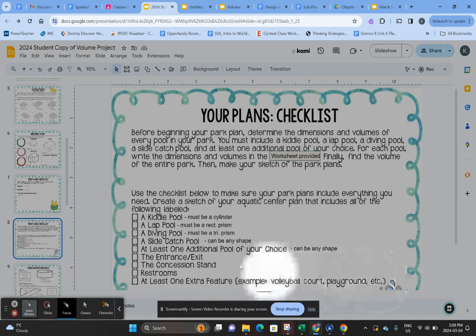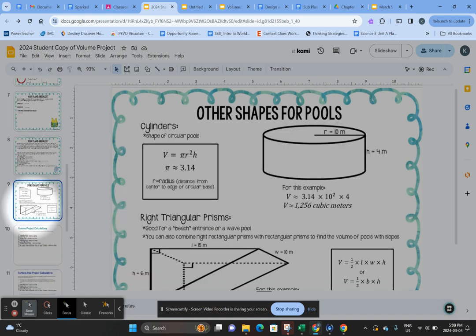So essentially, you need to create 1, 2, 3, 4, 5 different pools and find their volume. What type of shape it is has been determined for you, but you can decide the dimensions. So you're given some examples of other shapes for a pool. You can draw a cylinder, it would look like this, and you would show your dimensions. You would include radius and height.